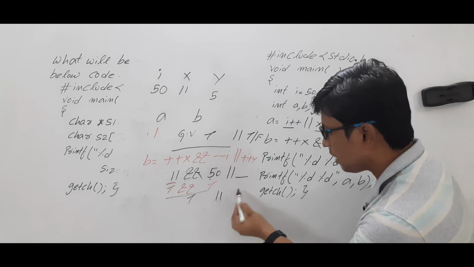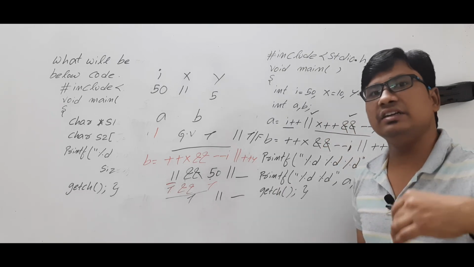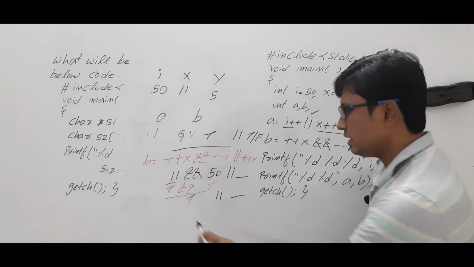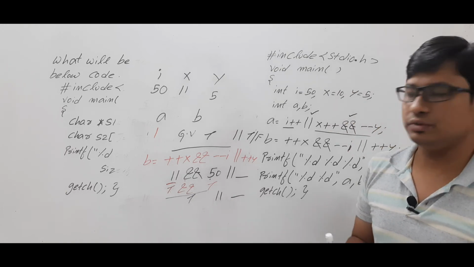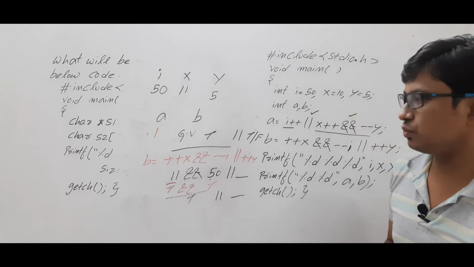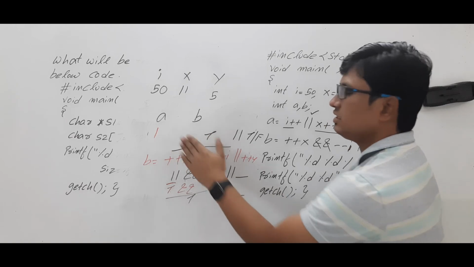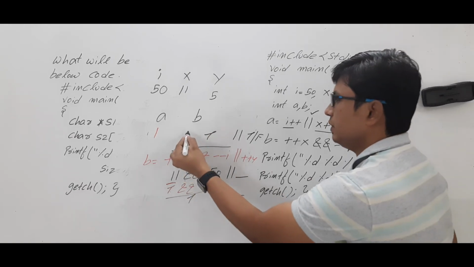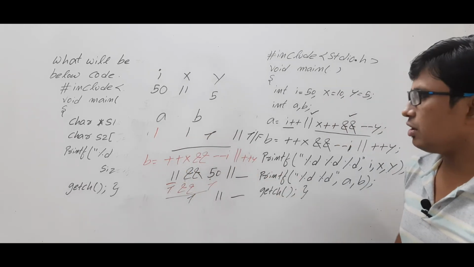Logical OR, you have another condition. Whether this condition is either true or false, the entire logical OR will give you true. So we no need to evaluate this one. So if the entire condition is true, b will get the value 1. Is it clear? Are you able to understand?